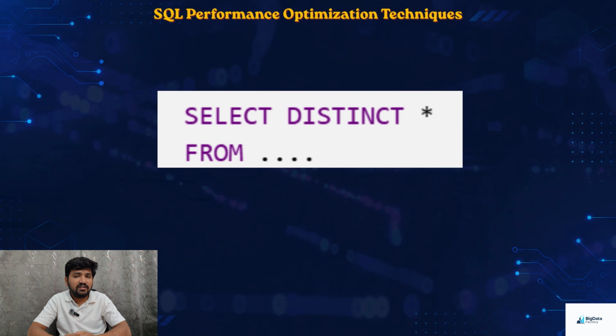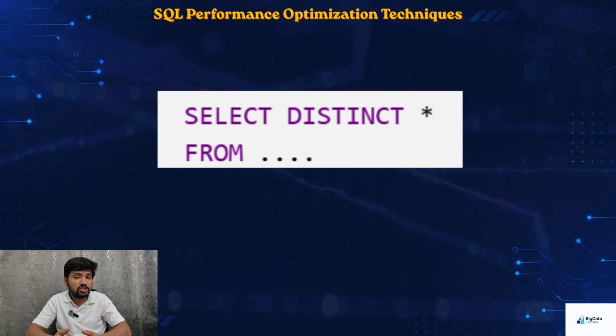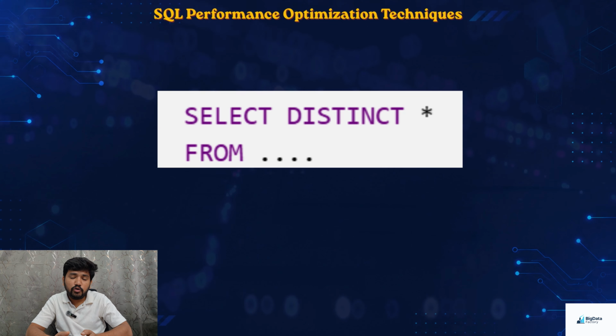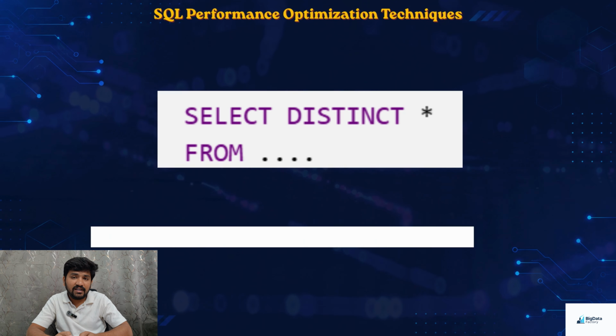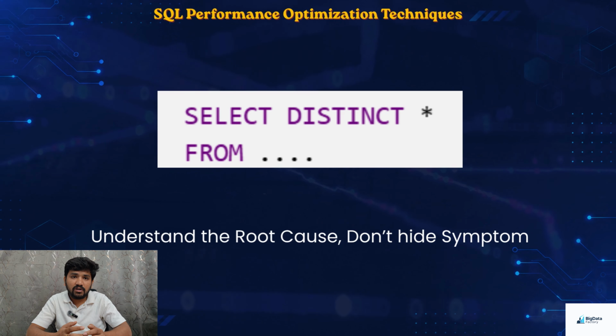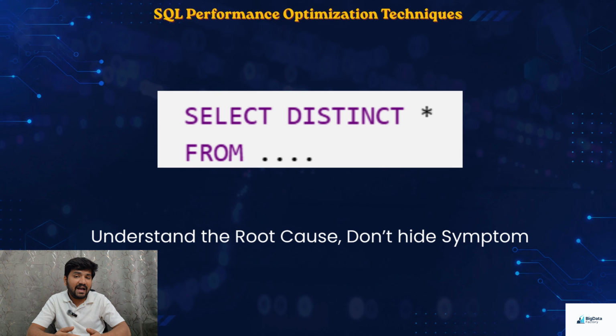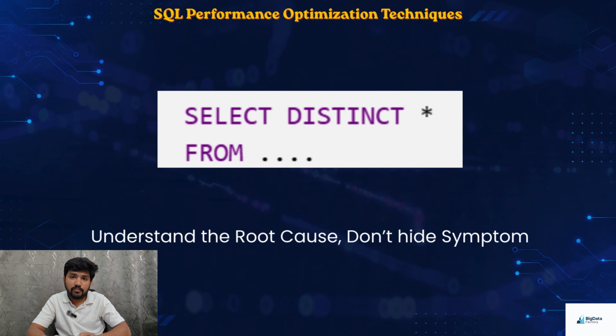One bonus mistake, using distinct as a quick fix. Sometimes people get duplicate rows after a join and they immediately write select distinct. This may hide the symptom, but it does not fix the root cause. If duplicates are coming from the join, you need to understand why. Is the dimension table duplicated? Is the join key not unique? Or is it joining at the wrong grain? Are you missing one condition in the join?